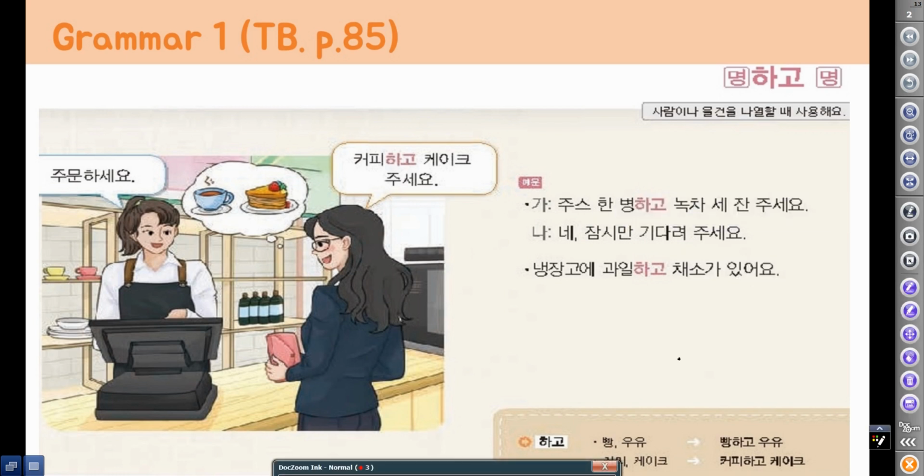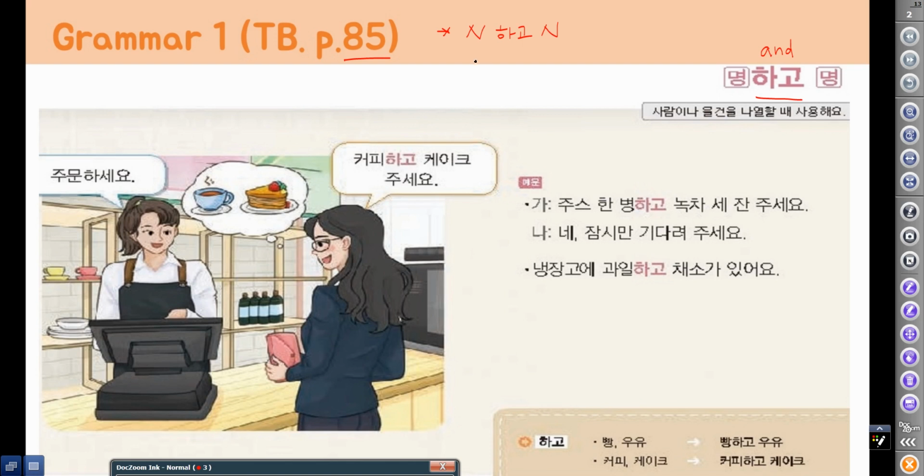Okay, so here, it's on your textbook, page 85. So the first grammar here is 하고, very simply, and in English, "and." But you can only use it between nouns. So N하고 N. The noun can be a person or a thing.